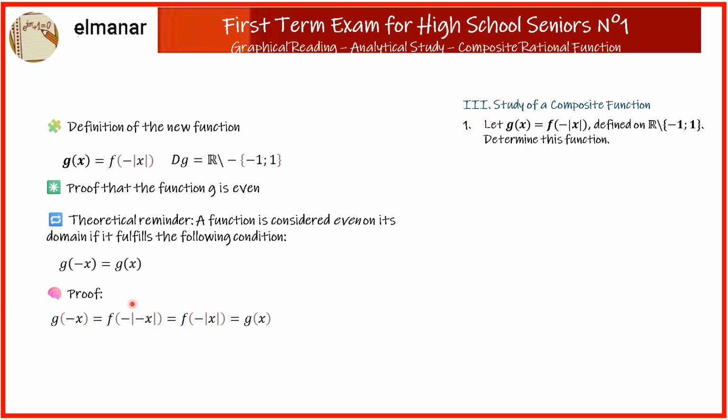Now, the absolute value of -x is the same as the absolute value of x. Therefore, f of minus the absolute value of x is simply g of x. Result: the function g satisfies the condition for symmetry. It is an even function.